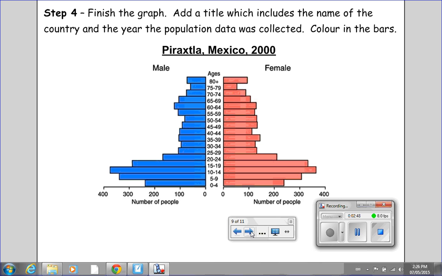Step 4, finish the graph. Add the title, which includes the name of the country and the year the population data was collected. Then color in the bars.